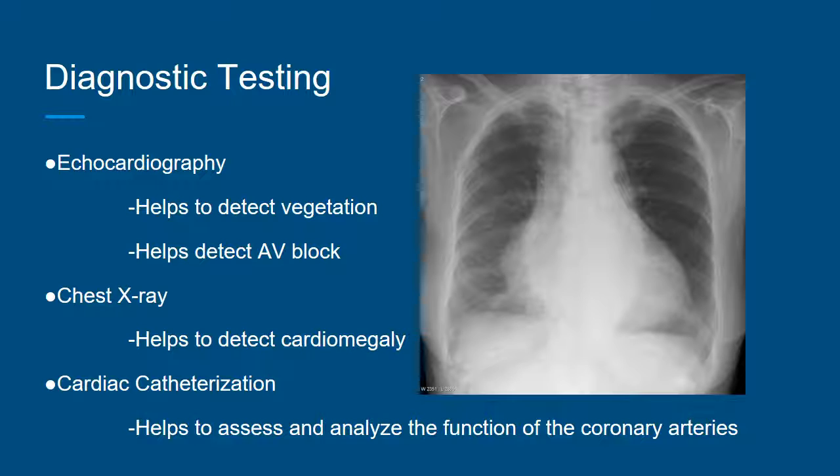Chest x-rays also help to detect cardiomegaly. Cardiomegaly is caused by vegetation, which causes damaged valves in the heart, which causes the heart to work harder, causing cardiomegaly. Cardiac catheterization is usually done prior to surgery if surgery is needed. This helps to assess and analyze function of the coronary arteries.